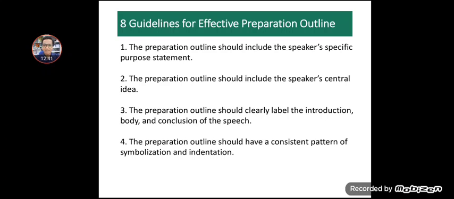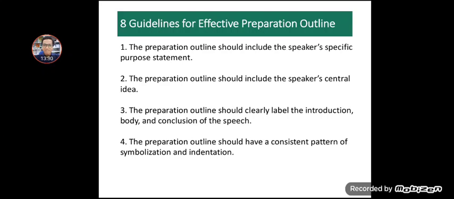Number 4, the preparation outline should have a consistent pattern of symbolization and indentation, so that we will not be confused with different kinds of symbols. Maybe we put a triangle to show that this subtopic will follow with a physical activity. Maybe a circle, this subtopic needs the audience to give reflection. Or a rectangle symbol might be a place where we need to share videos to strengthen our ideas in several parts of our speech.